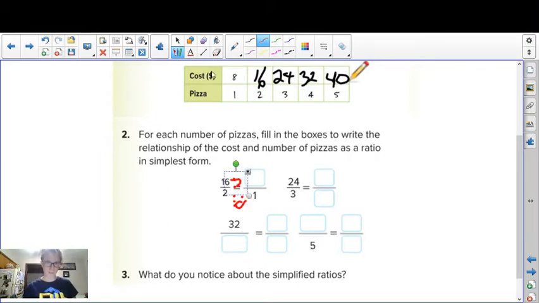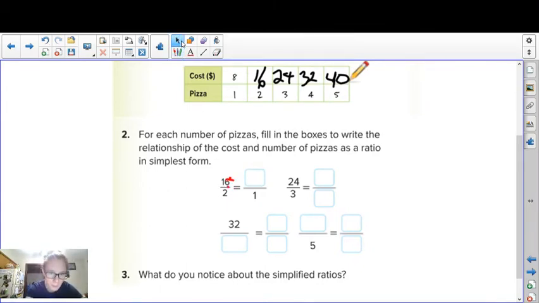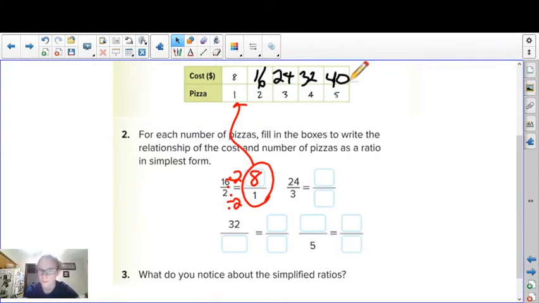Wow, this is not wanting to respond today. Let me try that again. I can divide both numbers by 2. 16 divided by 2 is 8. 2 divided by 2 is 1. So that will reduce down to 8 over 1, which is the same thing there.